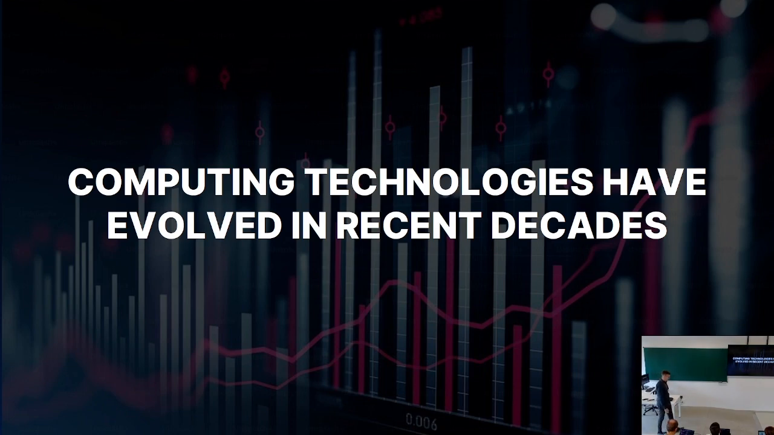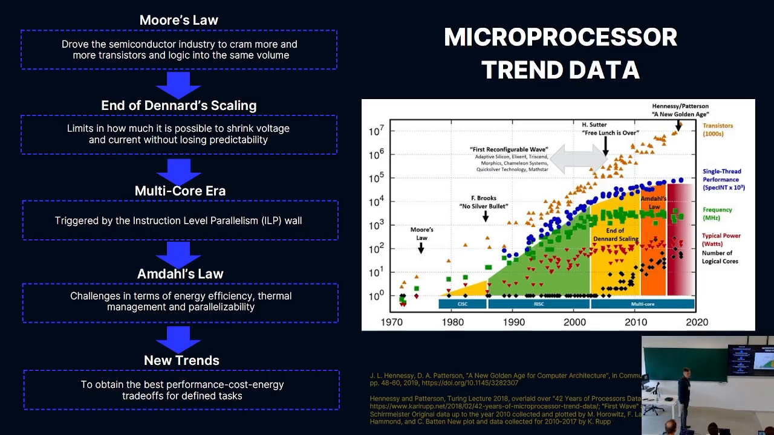Okay, so computing technology has evolved in recent decades, and here I try to summarize the different milestones in the microprocessor trend data, which shows you how from the beginning Moore's law was driving the semiconductor industry to push and place as many transistors as possible in the same volume. Then we had a phase called the end of Dennard scaling, where we started to have problems in how we can put these devices together, with issues in terms of, for example, voltage and current. Then we entered the multi-core era, because we said, okay, we cannot get a single processor faster and better, so we just stack more together.